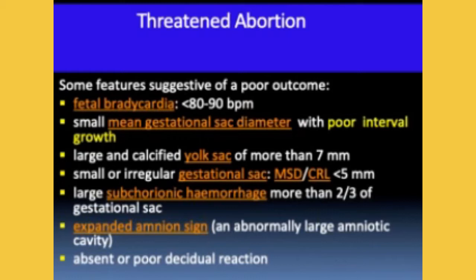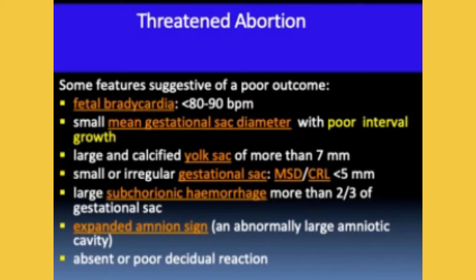A small or irregular gestational sac, that is mean sac diameter or CRL less than 5 mm, large subchorionic hemorrhage of more than 2/3 of the gestational sac, expanded amnion sign and abnormally large amniotic cavity, or absent or poor decidual reaction. But the most important thing that you must note is the poor interval growth. Ideally, a gestational sac should grow 1 mm per day.